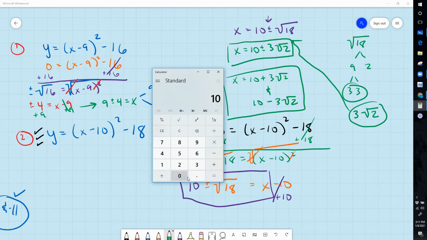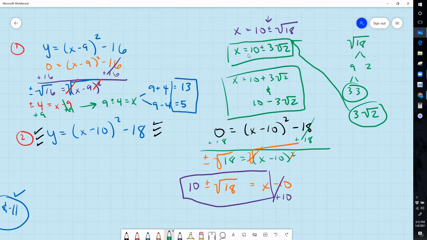So let's say 10 plus the square root of 18. So 14.24 was one of your answers. And 10 minus 5.75. So if you got those two decimals, you got it right. If not, maybe you can see what mistake you made and go from there.